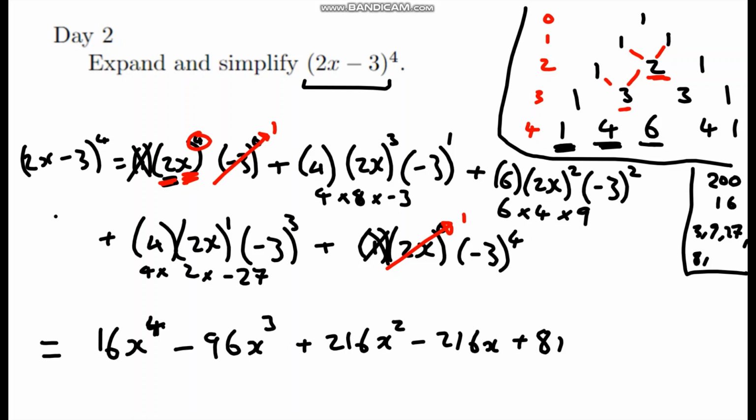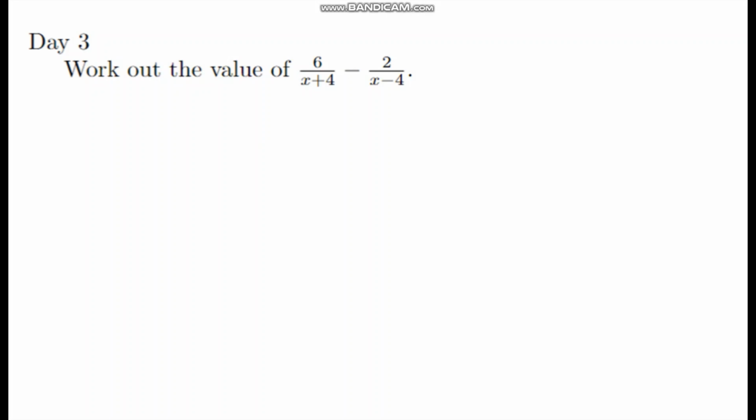So that was the answer to day 2. So let's release day 3's question. So for tomorrow, let's do work out the value of 6 over x plus 4, take away 2 over x subtract 4. It's tomorrow's question.